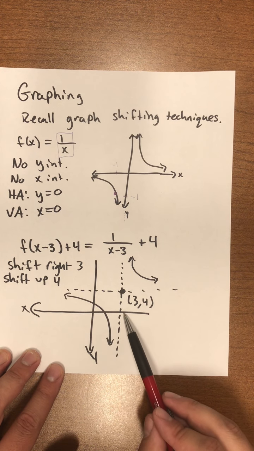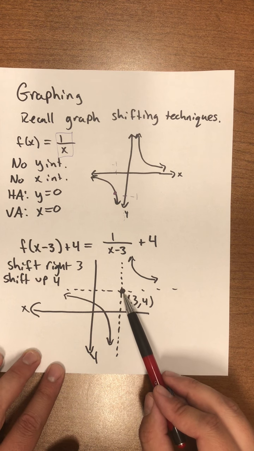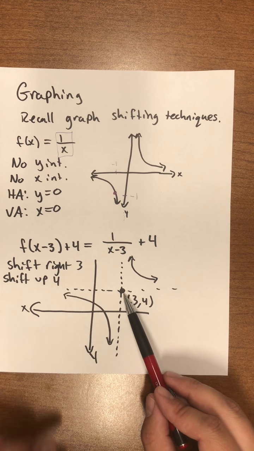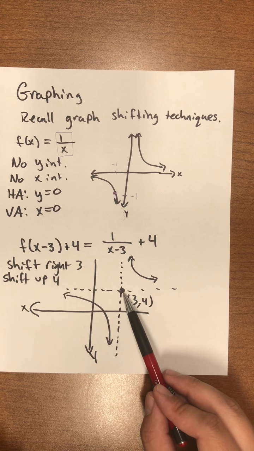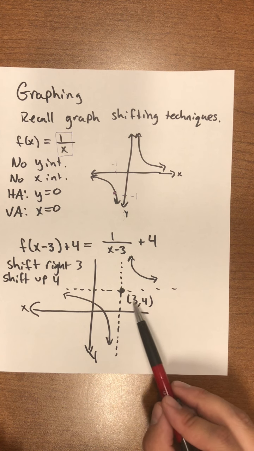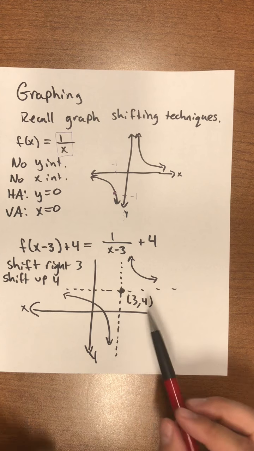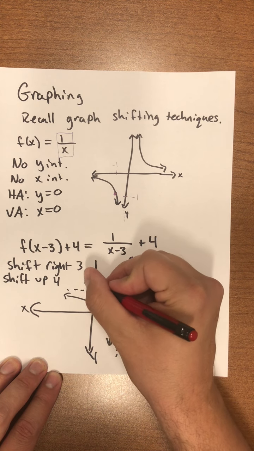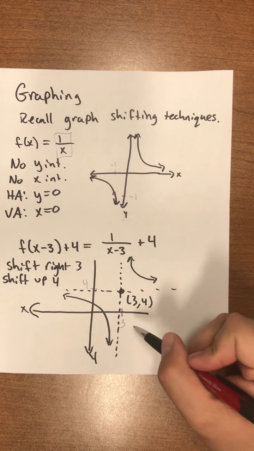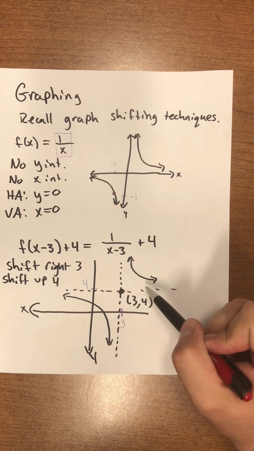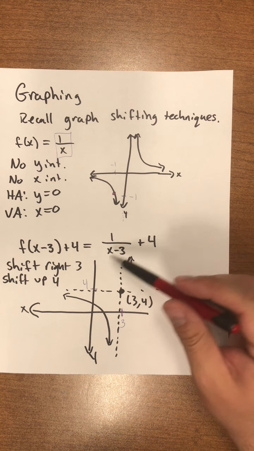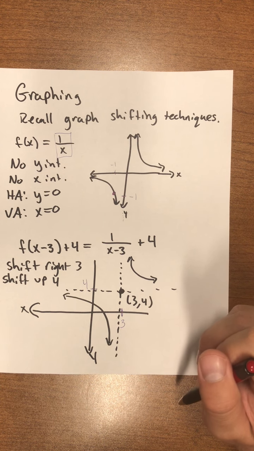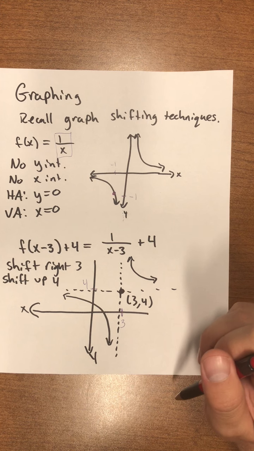So we have a right shift of 3, and this is not an ordered pair. I probably shouldn't have even put a dot there. I just wanted to make sure you guys could see it. That is not an ordered pair on the graph. I just wanted to show you that we shift right. Here's 3. What I should have done is just put a 3 there and put a 4 there. So now the VA is at x equals 3, still has odd multiplicity. Now the HA was shifted up from y equals 0 to y equals 4.